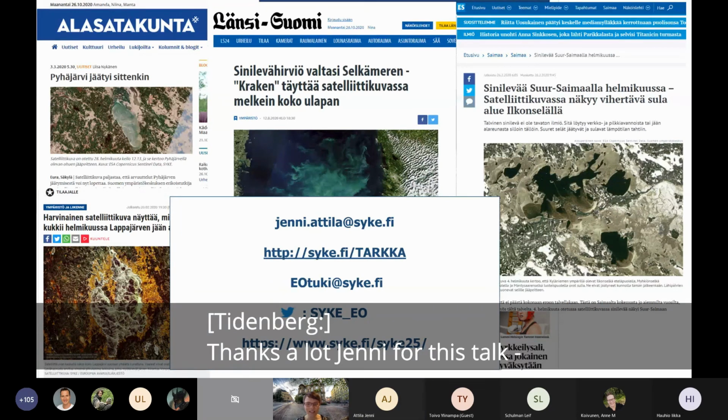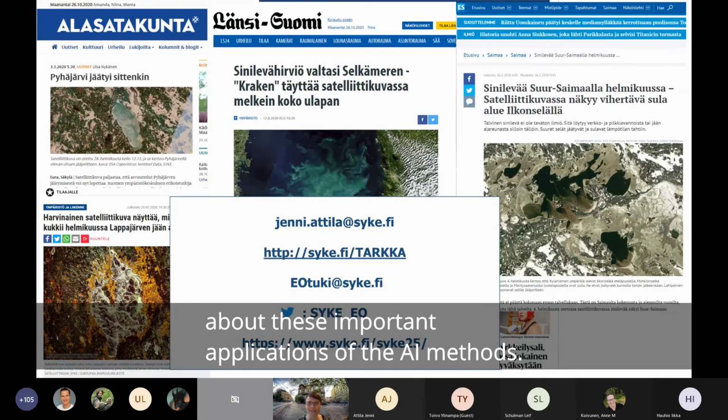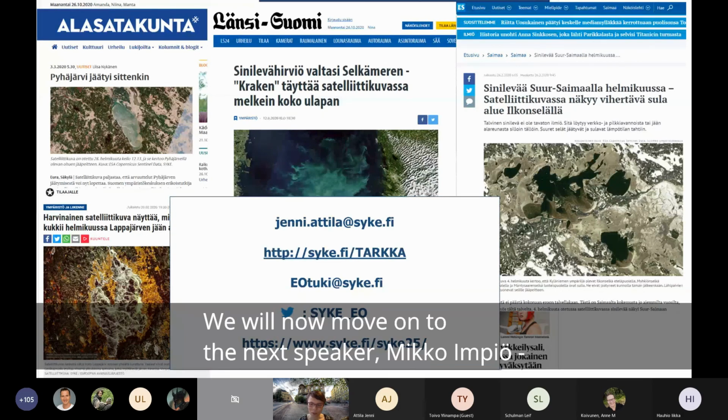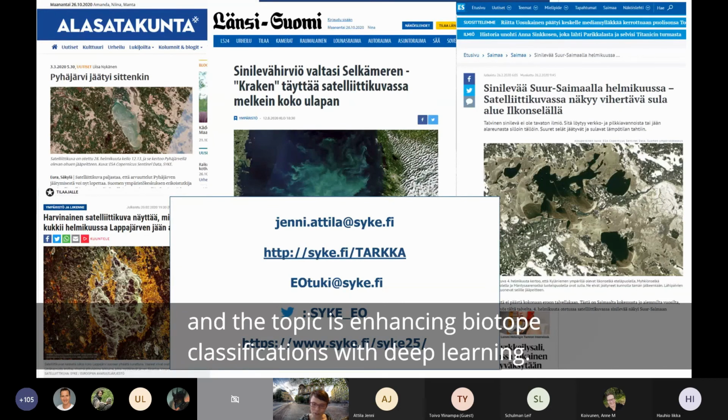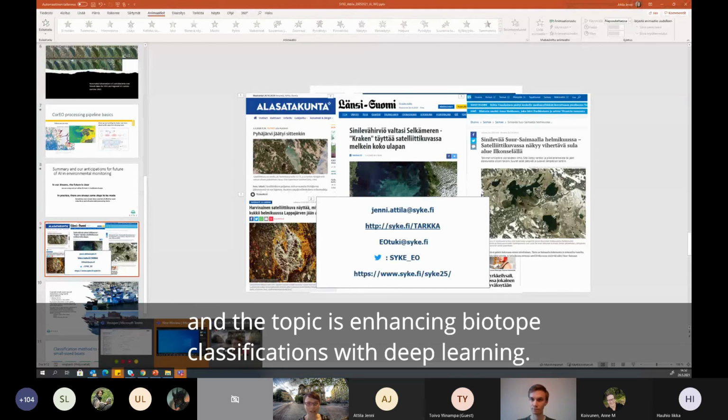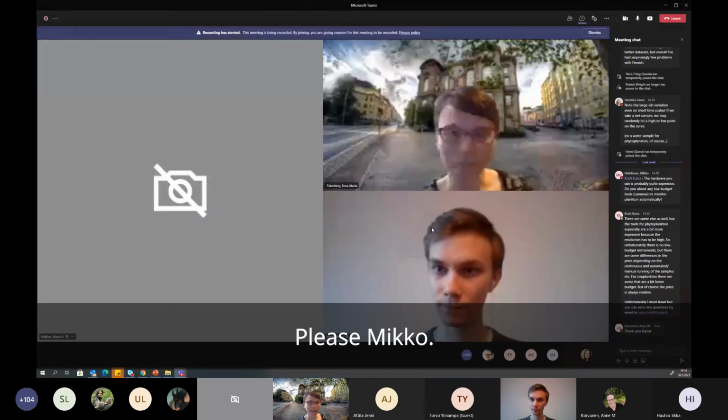Thanks a lot, Jenny, for this talk about these important applications of AI methods. We will now move on to the next speaker, Mikko Impiö, and the topic is enhancing biotope classifications with deep learning. Please, Mikko.